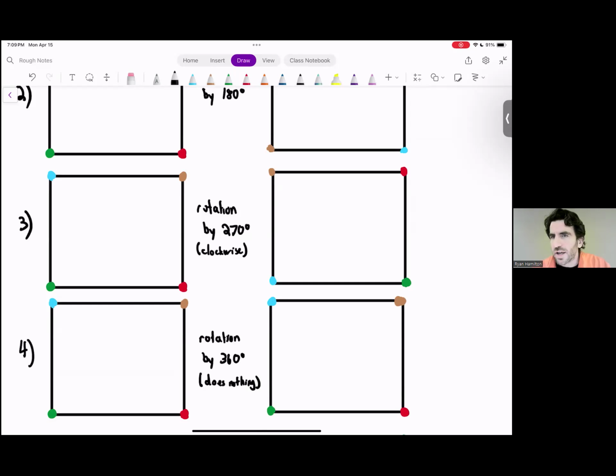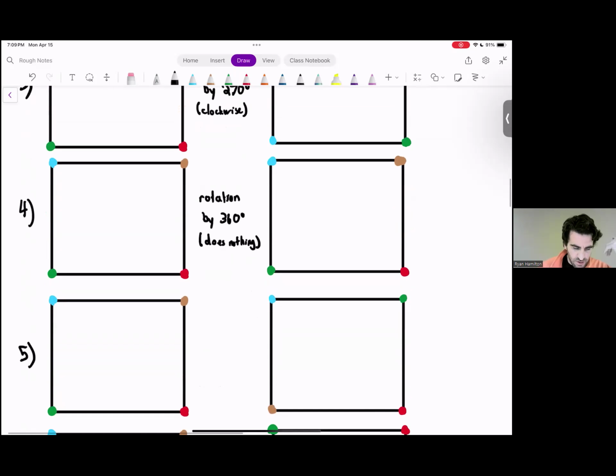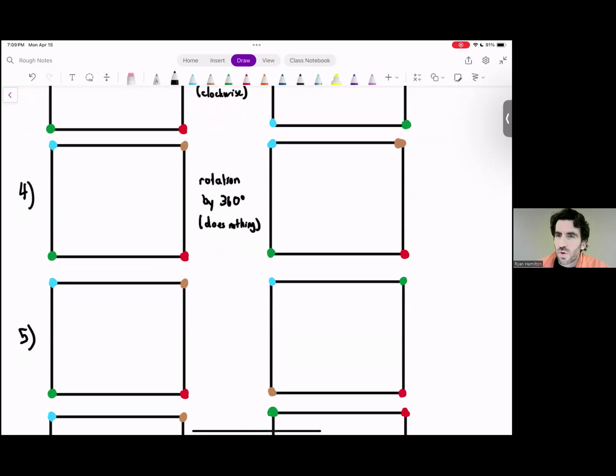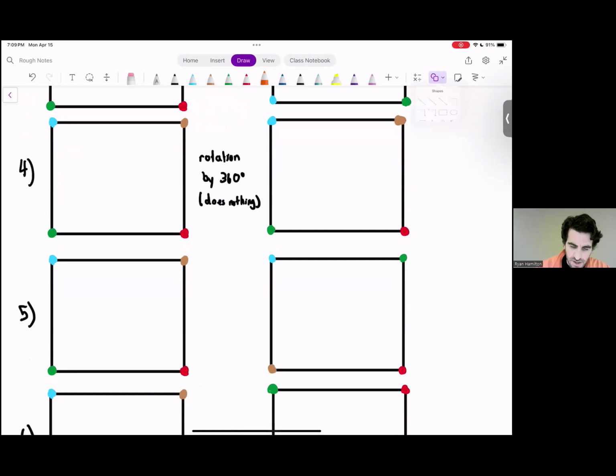So if I'm just talking about rotations, there's 4. And one of them is kind of pointless. You don't do anything. But there's this other category, which is reflections. So there's 4 different ways that I can reflect the vertices of a square. And the way that we do that is by correctly identifying an axis of reflection.